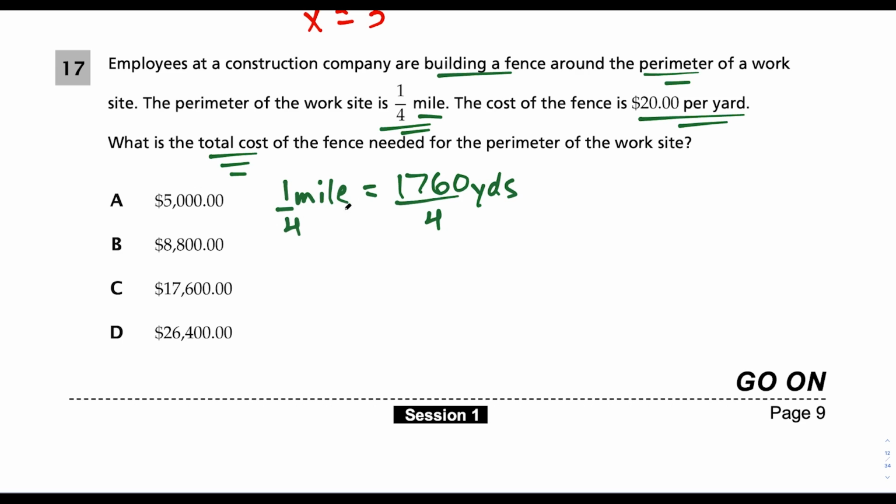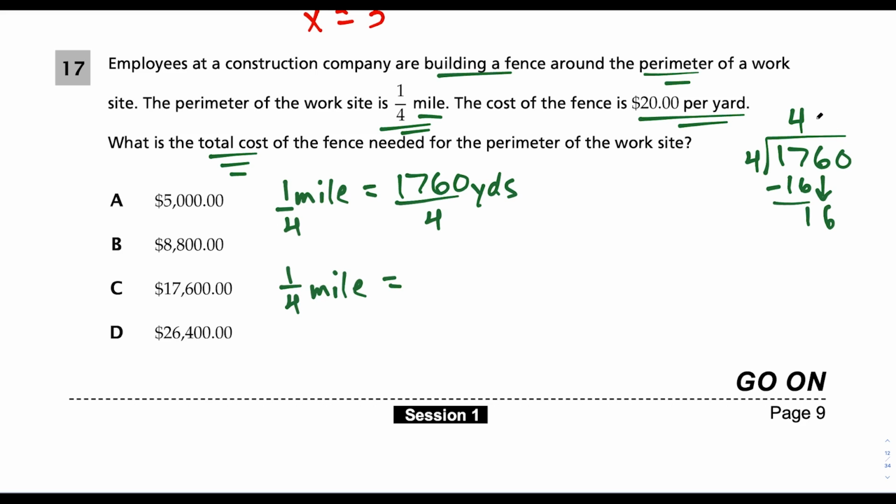So I'm dividing both sides by 4, and that tells us in 1/4 of a mile, there is 1,760 divided by 4 yards. And for that, I could just do the long division here on the side. If I divide by 4, 4 goes into 17 4 times. 4 times 4 is 16, so I subtract that. 17 minus 16 is 1, and I carry down the 6.